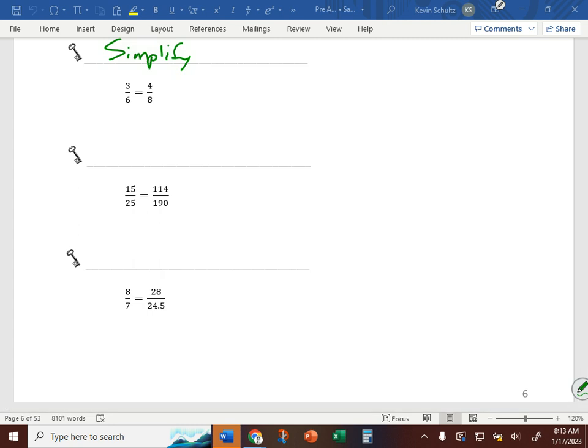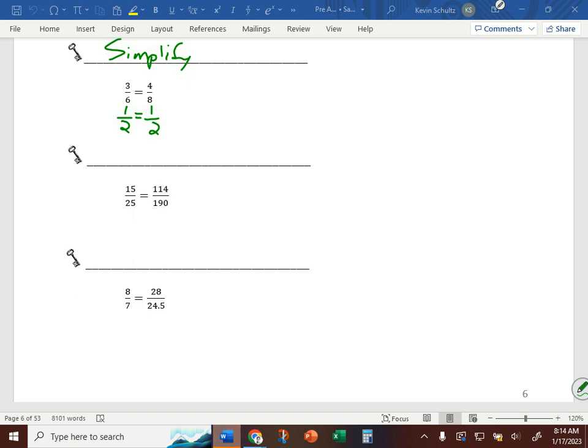Because if we simplify 3/6, put it in the simplest form, what do we get? What's 3/6 in simplest form? 1/2. Okay? 3 out of 6 is the same thing as 1 out of 2. And then 4/8 in simplest form is also 1/2. And as we know, 1/2 is obviously equal to 1/2. Okay? And so when scale factor doesn't work, there are other methods to use. One of them is simplify.